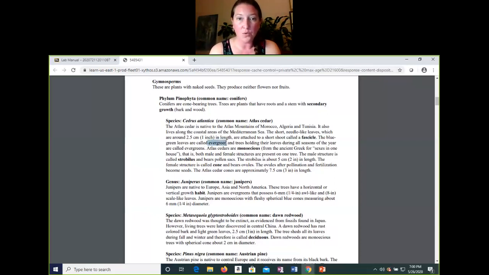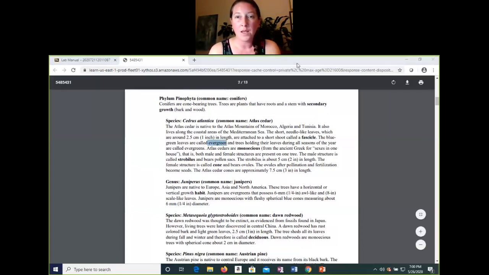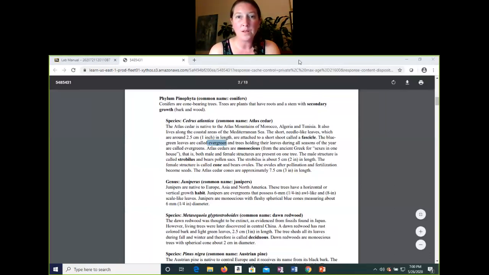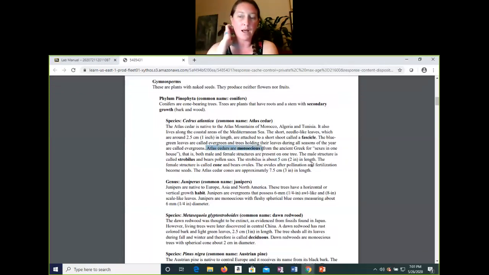The leaves are also what's called evergreen, which means they never shed their leaves, they stay green year round. And this is why I pulled this up to begin with: I wanted to show you this word. It says here, Atlas cedars are monoecious, right? This was a word from my objective slide. Monoecious, it comes... do I have a slide for this? Let me see if I have a slide for this.